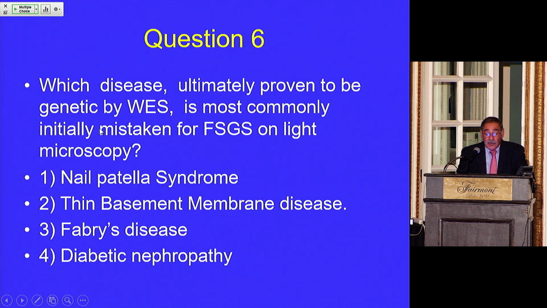Okay, which disease, ultimately proven to be genetic by whole exome sequencing, is most commonly mistaken for focal sclerosis on light microscopy? It's a really important clinical point. Nail patella syndrome, thin basement membrane disease, Fabry's disease, diabetic nephropathy.